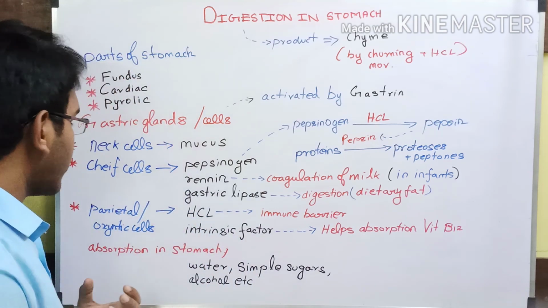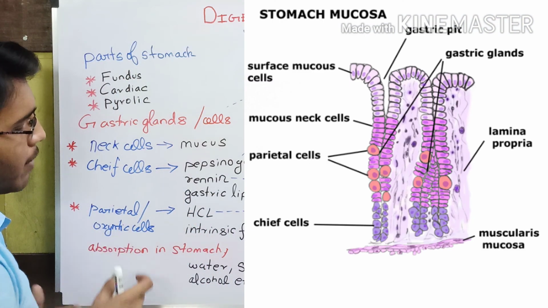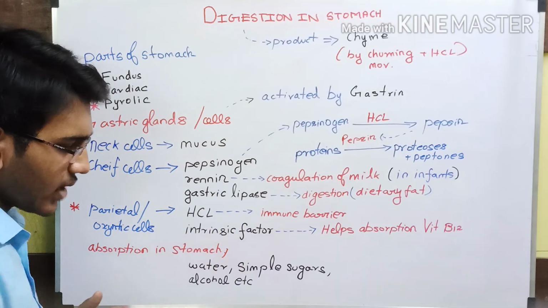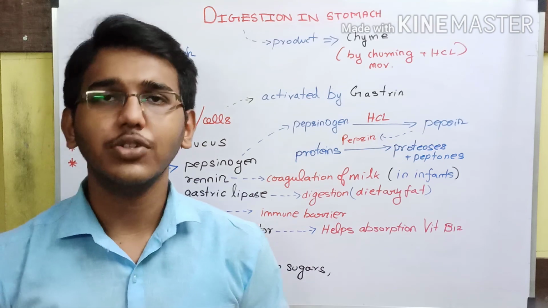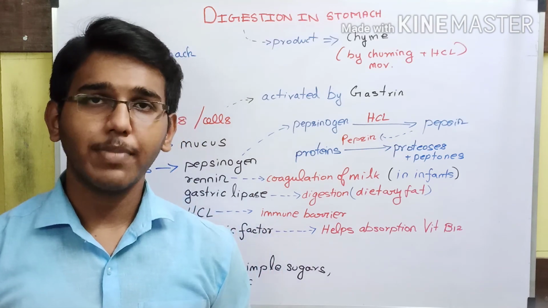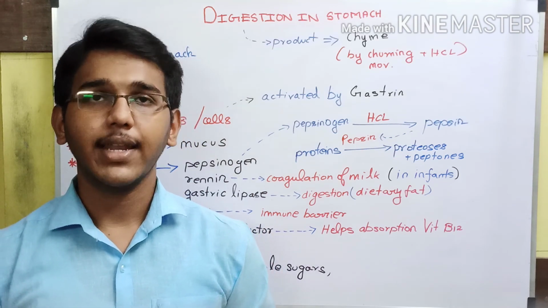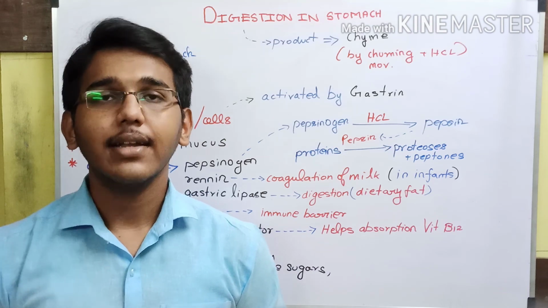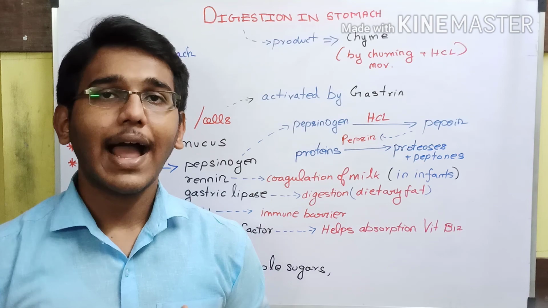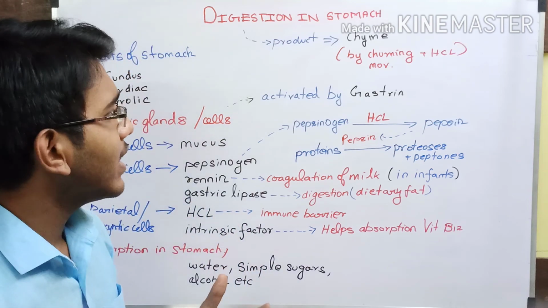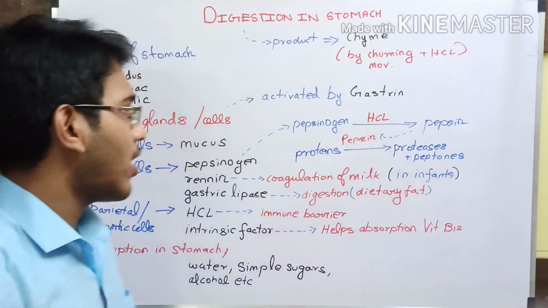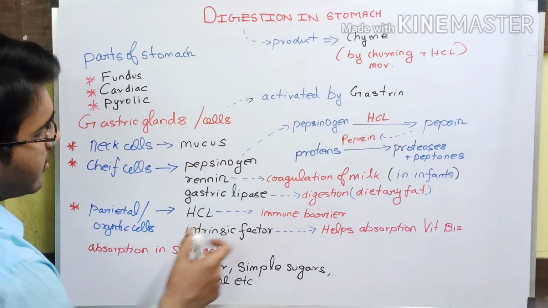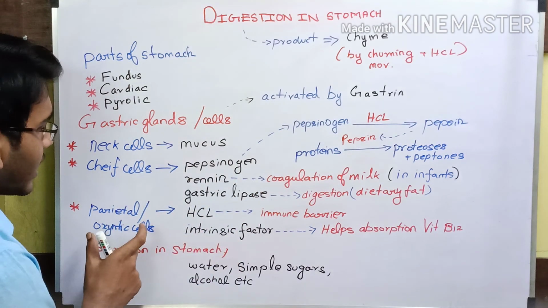Next, the parietal and oxyntic cells secrete hydrochloric acid. The role of hydrochloric acid is actually multiple. It acts as an immune barrier, killing the bacteria and viruses entering our stomach. It helps in digestion and chyme formation, and also acts as an activator, activating the enzyme pepsin from its inactive form. And finally, the intrinsic factor is also secreted by the parietal and oxyntic cells.